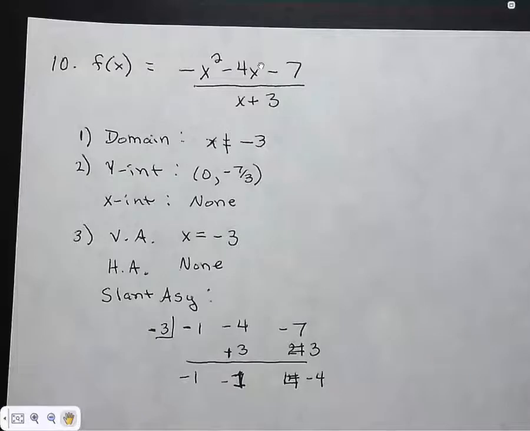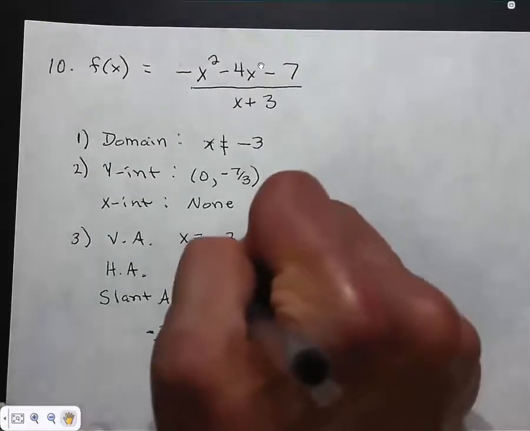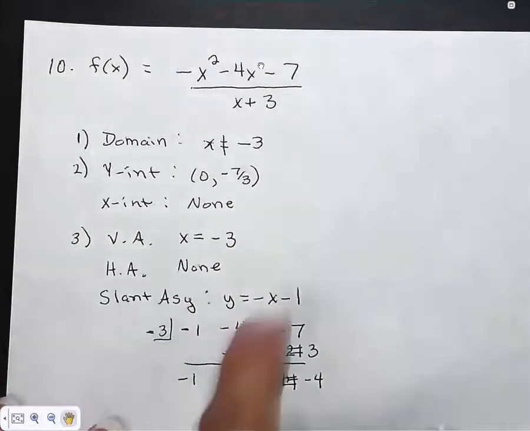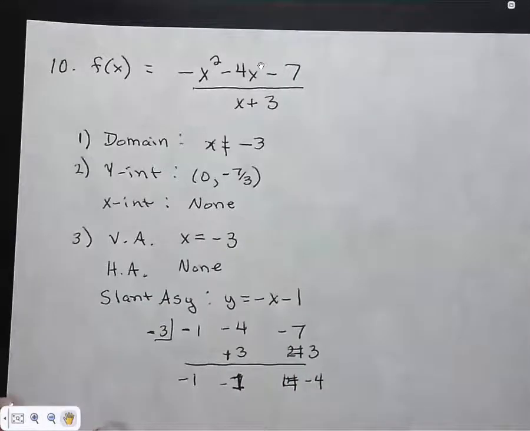So what's my slant asymptote? Y equals negative x. These are the coefficients of my quotient. Negative 1x minus 1. So I have 1 vertical asymptote and 1 slant asymptote. That's number 3. Number 4 starts the calculus.